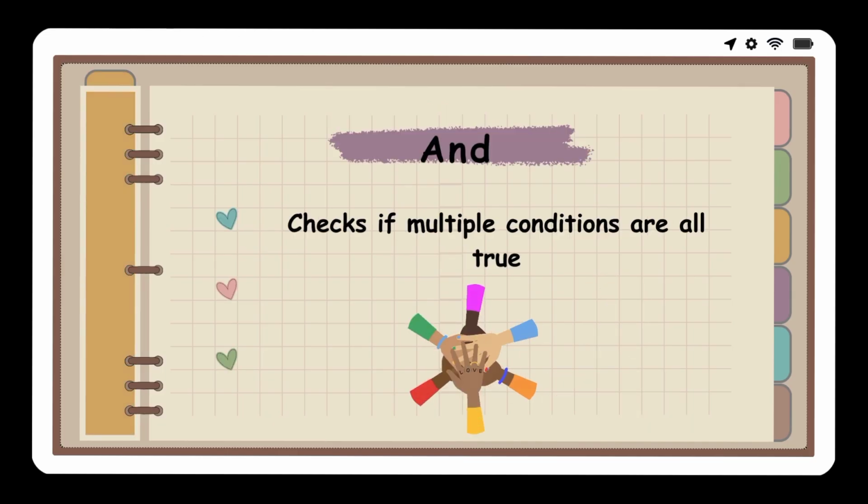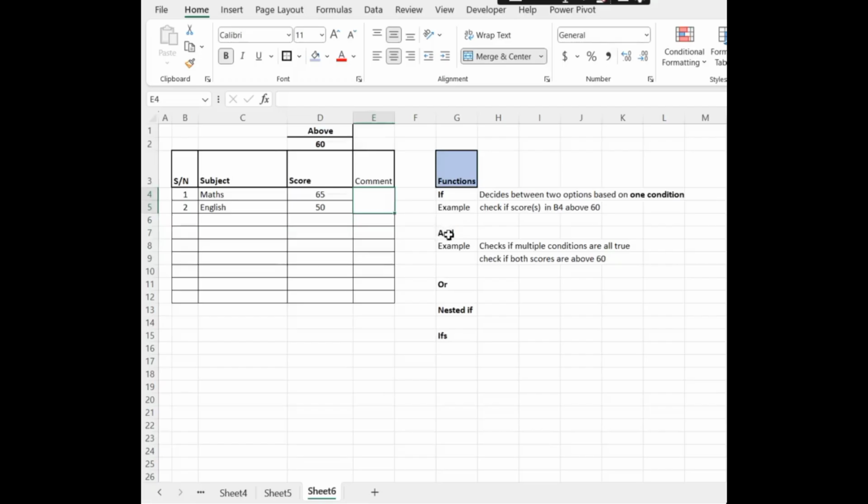So we'll be talking about the AND function in the IF function. The AND function in the IF function checks if multiple conditions are all true. I want to check if my scores in maths and English are above 60. Both of them have to be above 60 for it to be true.